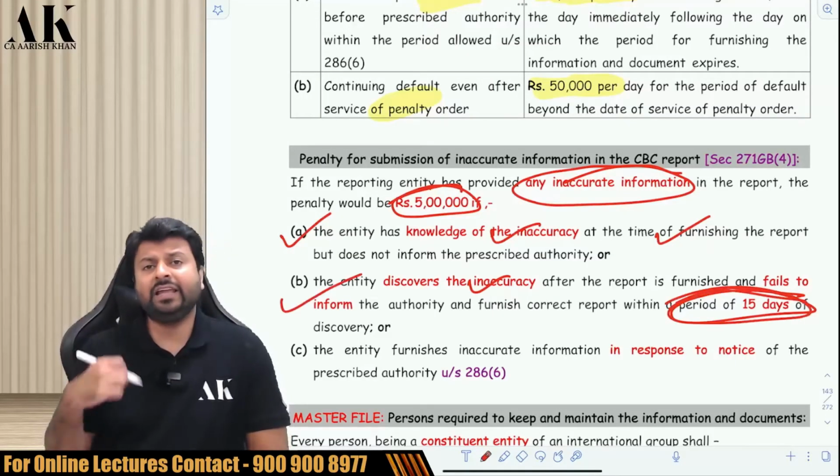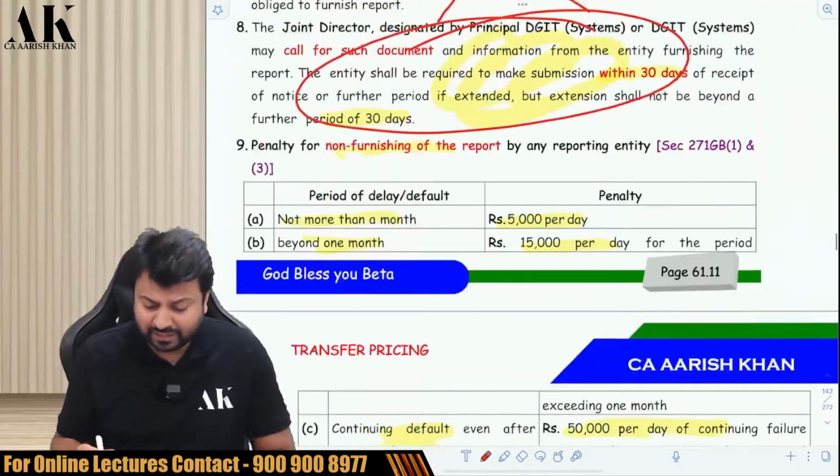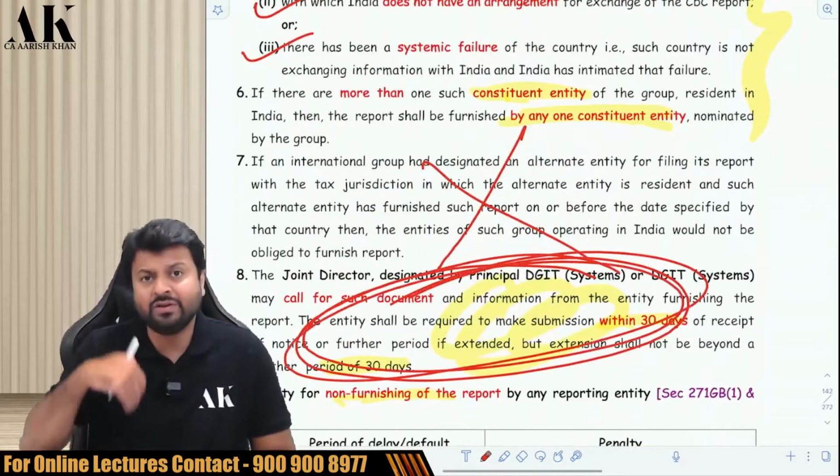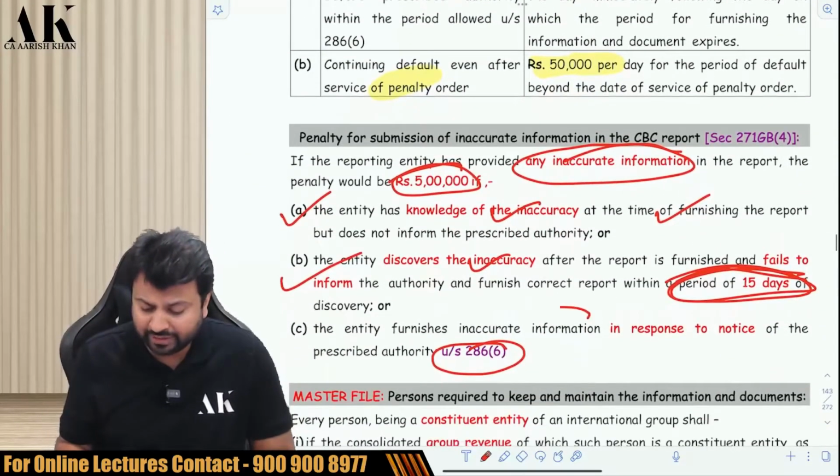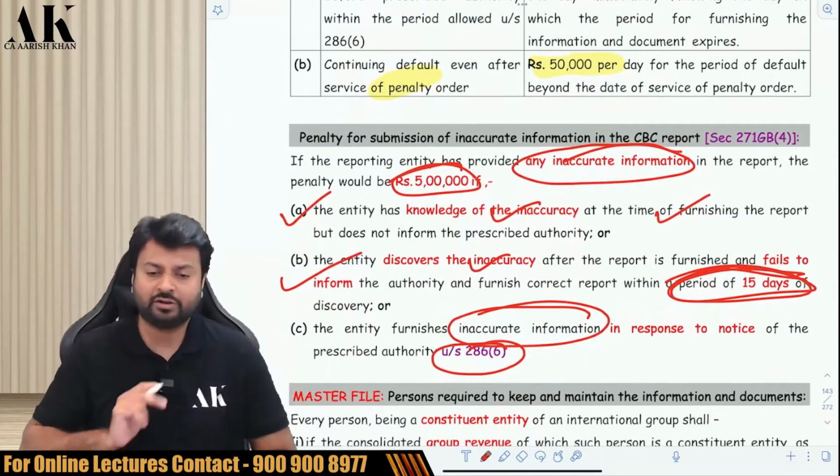Next, if the department is asking you for information in a notice and you respond in a wrong manner, giving them wrong, inaccurate information, then also there is a penalty of 5 lakh rupees. Check it over here please.